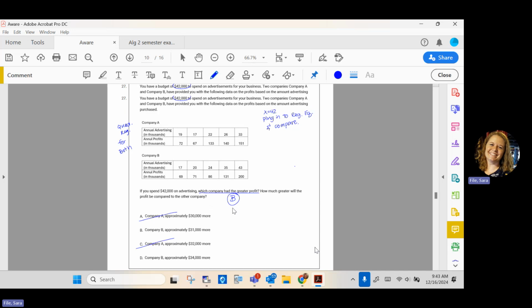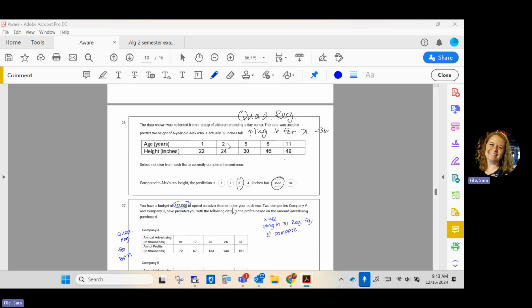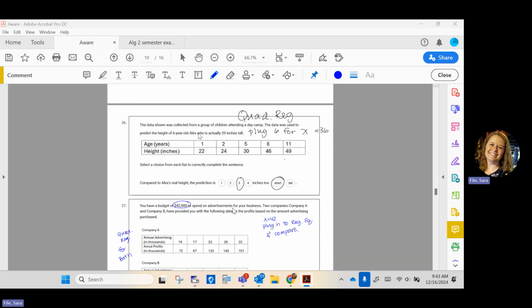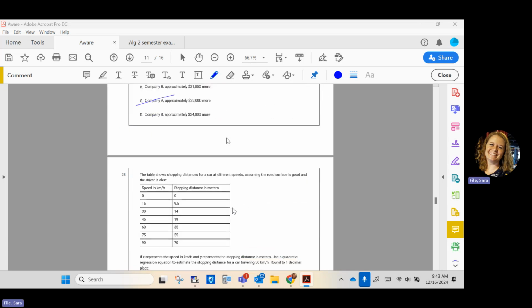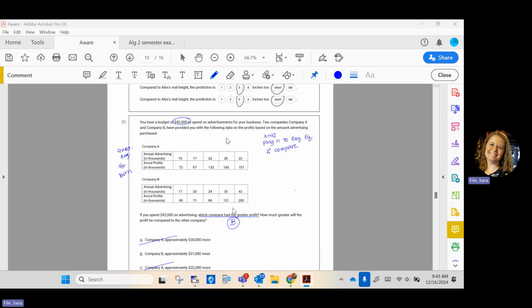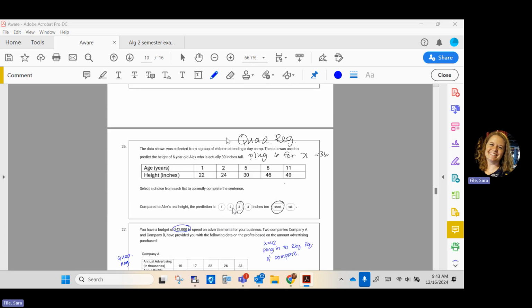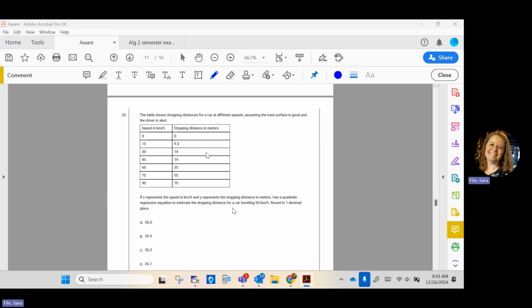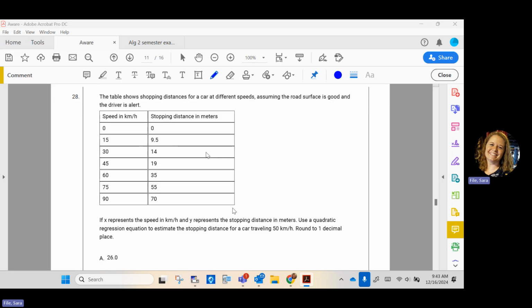Okay, so that's the regression equations. 26 was regression also. You weren't having to compare, so it was a bit easier. You just had to do one table and then compare it to the actual value they gave you. See if there's another regression one. Is there a regression one before this? No. Okay, let's go ahead and do 28 here while we're talking about regression then.